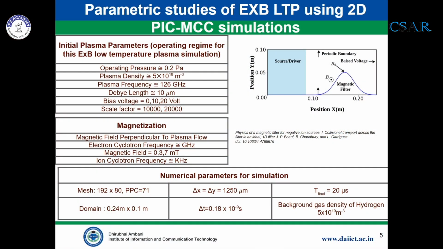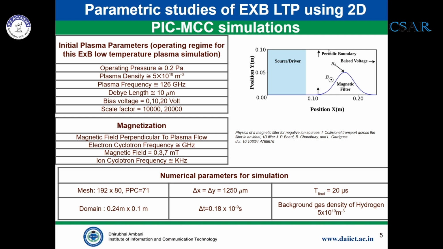For that, we will be performing a parametric study on the E cross B low temperature plasma using a simple 2D simulation case. This is my domain here. This is the source term from where we are generating the plasma, and this is the magnetic filter, which is perpendicular to the plasma flow, and then we have a bias voltage to create a subsequent electric field in this simulation.